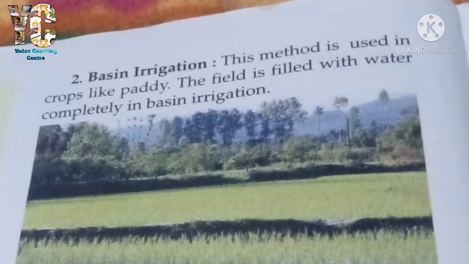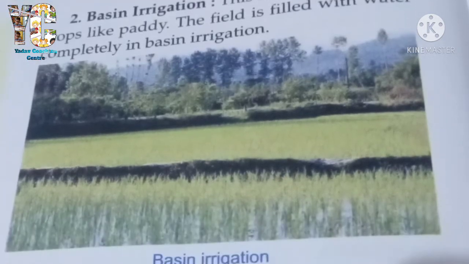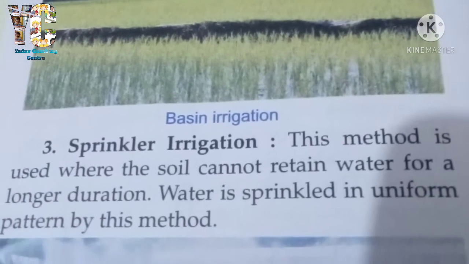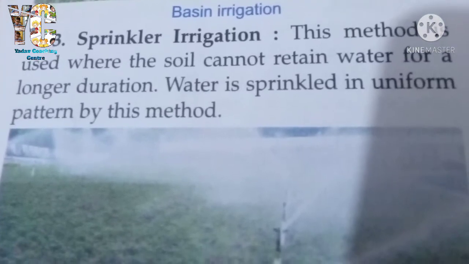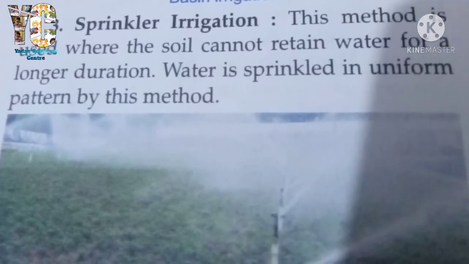Okay. Then sprinkler irrigation. This method is used where the soil cannot retain water for a longer duration. That means it cannot hold standing water. So water is sprinkled in a uniform pattern by this method. Another thing, this method is used where the ground is not leveled, where some part is a little high and some is a little low. So we use sprinkler irrigation there also.